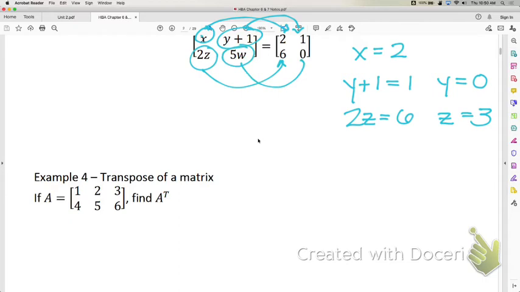And 5W is equal to 0. Too fast. So W is 0. Those are easy. Do we have to write it out or can we just? No, I'm good if you just solve. I'm just showing it. Literally, the corresponding parts are equal. Solve any equations that come from that.